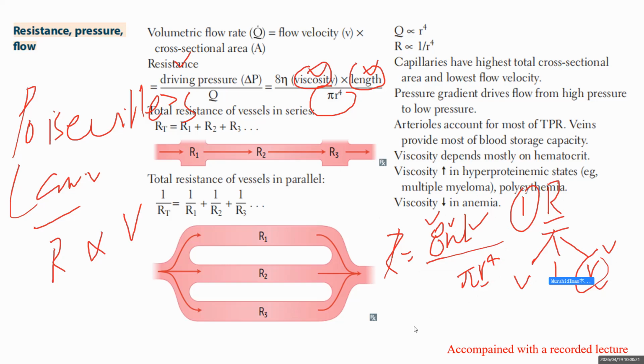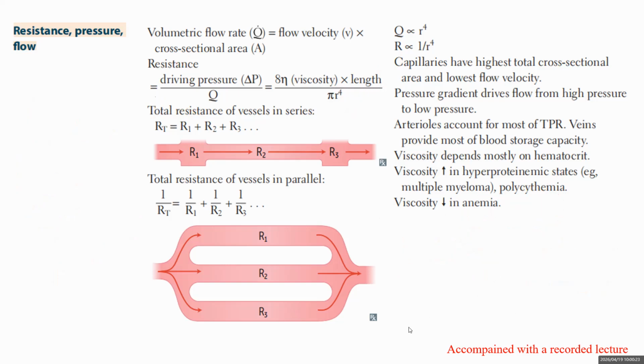Now let's look at the effect of the radius. Why is it considered the major determinant? Because flow is directly proportional to the fourth power of the radius, but resistance is inversely proportional to the fourth power of the radius. What does that all mean? Let me decode both of these situations now.